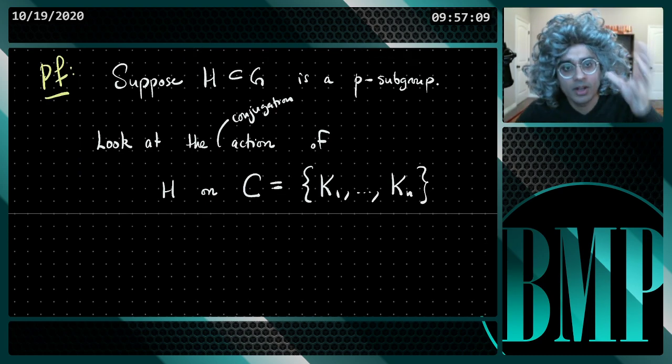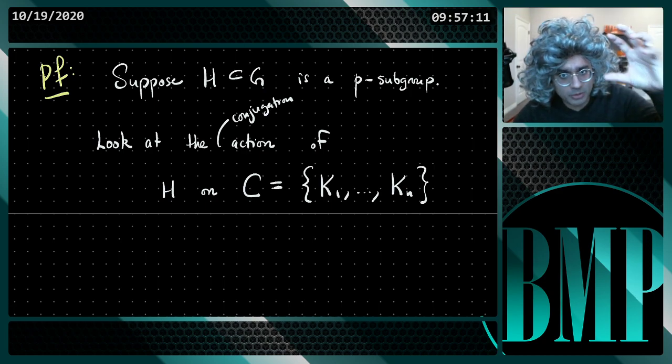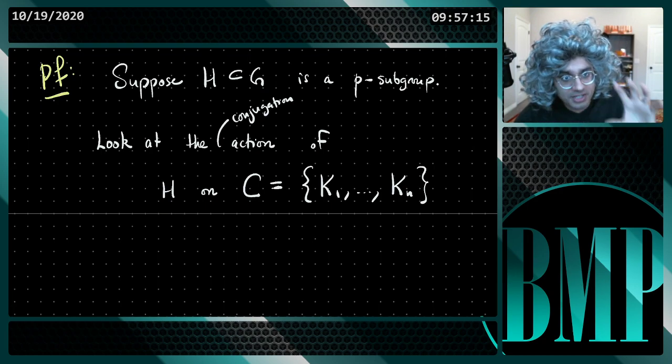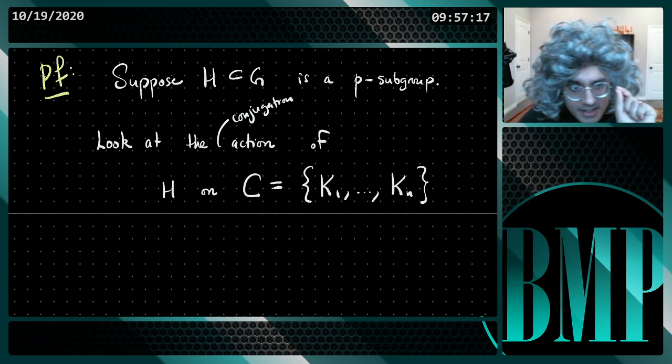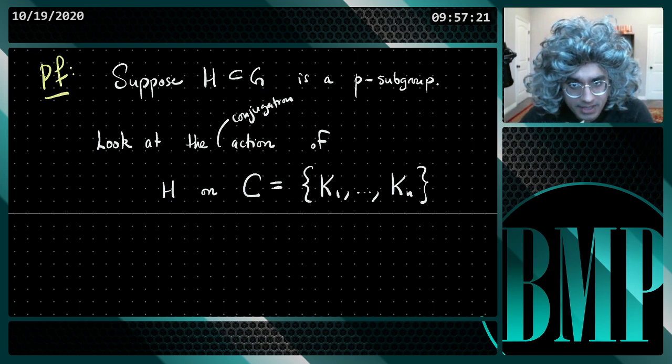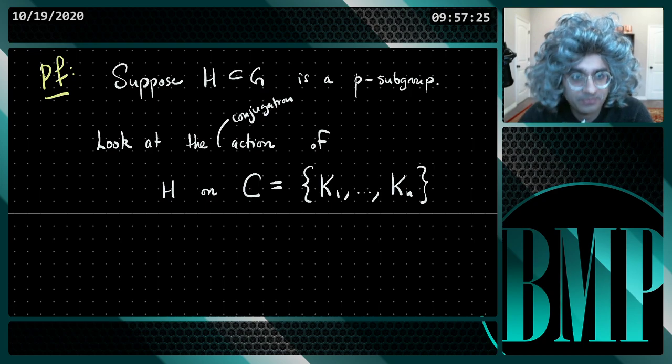I've chosen a Sylow P subgroup K, which I can do by theorem 1, and now I'm looking at the action of only H, not of the whole group G, but only the subgroup H that I'm claiming is contained in some Sylow P subgroup.